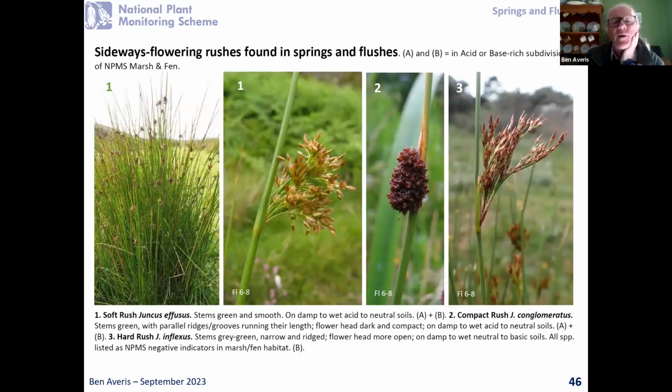Rushes are very common in flushes and some springs, but especially in flushes. These are the tufty ones with flowers in little bunches on the sides of the stems. I won't go into all the details. We've had them before in other NPMS things, especially the ordinary marsh and fen one, because they grow in quite a range of habitats. Variation in the flowers and in the stem color, and whether it's a smooth stem or grooves on the stem will help us to separate the species. And between them, they straddle acid to really quite strongly base enriched kind of habitats. Hence, I put A's and B's in there to help with the NPMS fine scale habitats.